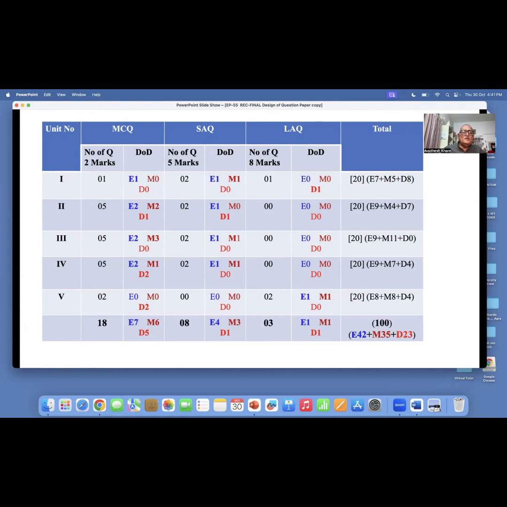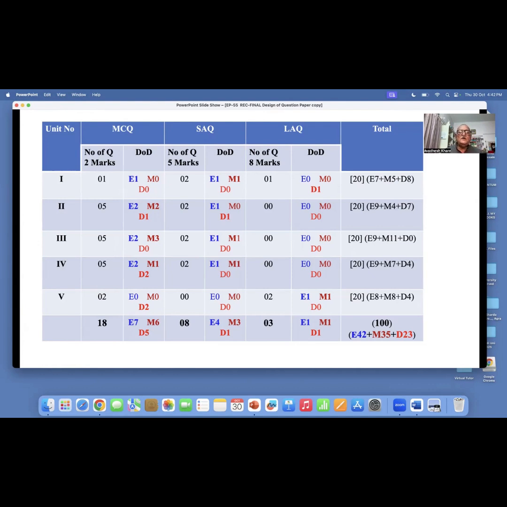So in unit number 1, I have proposed one easy question, and therefore I have written E1 M0 D0. In the 5 MCQs in unit 2, I am proposing 2 easy, 2 moderate, and 1 difficult. And this balancing I am carrying out to keep the easy, moderate, and difficult ratio 40-40-20 approximately.